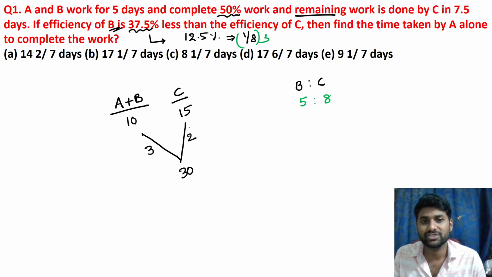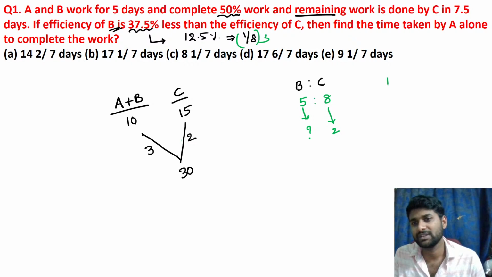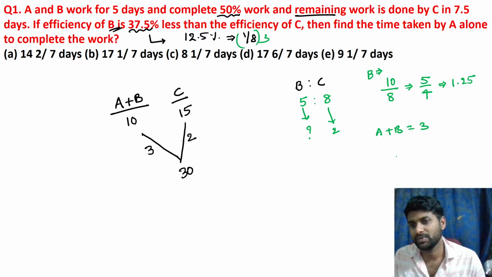We already know that the original efficiency of C is 2 units. You can compare here: 8 becomes 2, then how much does 5 become? The value becomes 10 divided by 8, that is 5 by 4. So the efficiency of B is 1.25. See, here A plus B efficiency is equal to 3 units. B's efficiency is 1.25 units, then A's efficiency is 1.75. 1.75 means 1 3 by 4, which is 7 by 4.